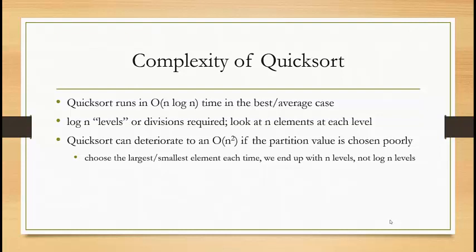However, quicksort can deteriorate very quickly to an order n squared complexity if the partition value is chosen poorly. For instance, if we choose the largest or smallest element each time, all of the elements go on to one side or the other, and we end up with n levels that we need to evaluate. So we have n levels times looking at n elements at each level, we end up with an order n squared time complexity for quicksort.